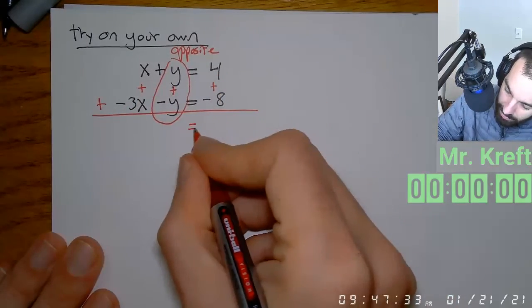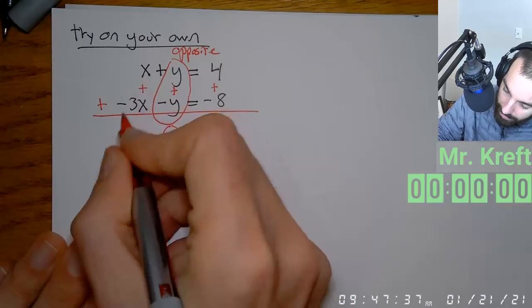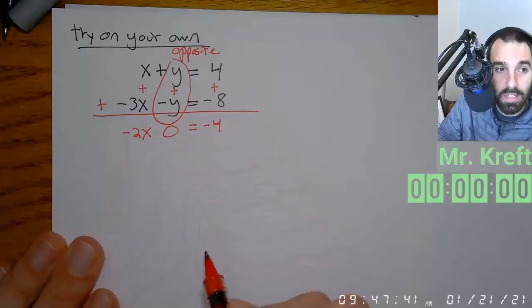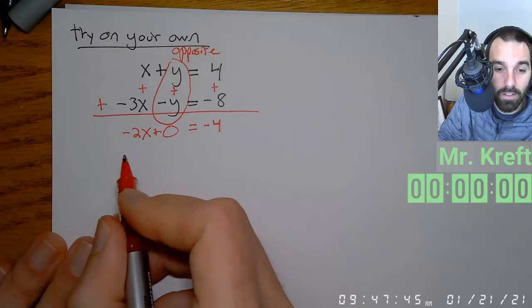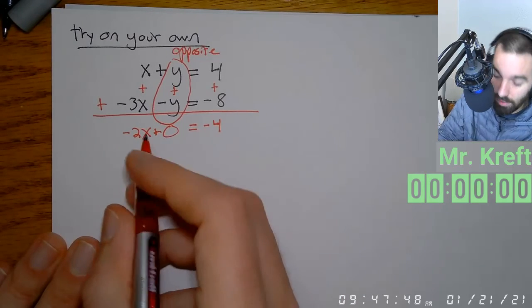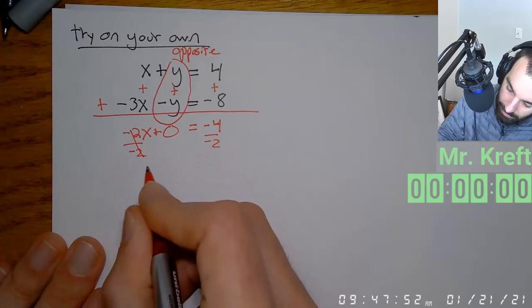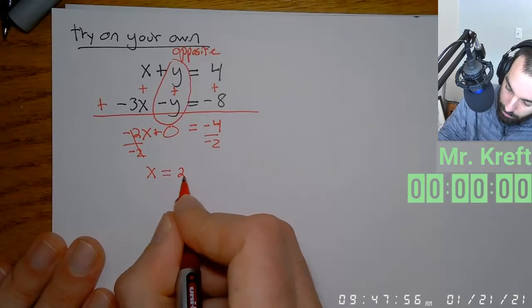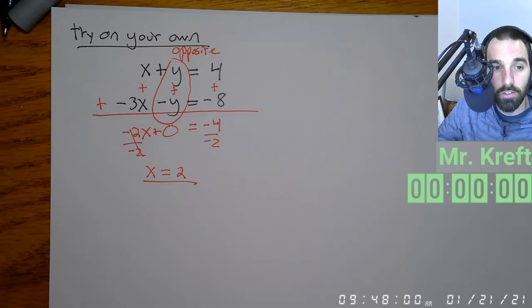So 4 plus negative 8 is negative 4. This goes to 0. And then x minus 3x is negative 2x, right? Because that's 1 plus a negative 3. Okay, the 0 here doesn't really matter. So I have negative 2 times x. I divide by negative 2. I get x equals, it's a negative and a negative, so I'm going to get a positive. Okay, does anybody have questions about that?